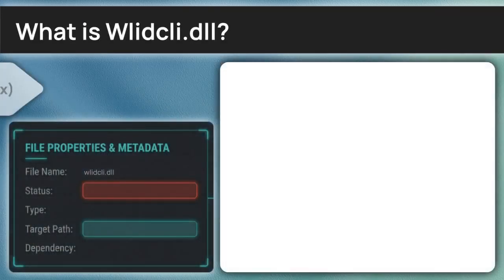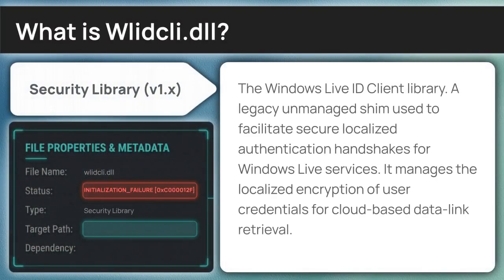This is the Wlidcli Library, the Windows Live ID Client Library, a legacy unmanaged shim used to facilitate secure localized authentication handshakes for Windows Live services. It manages the localized encryption of user credentials for cloud-based data link retrieval. With that context in mind, our first logical step is a clean reinstallation.